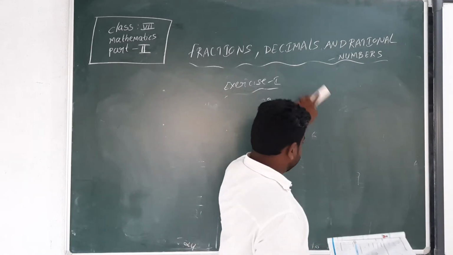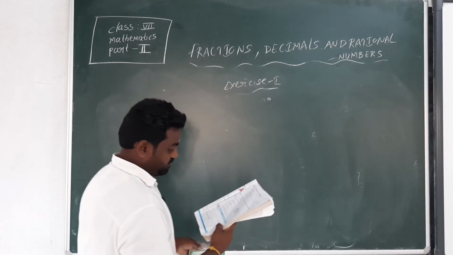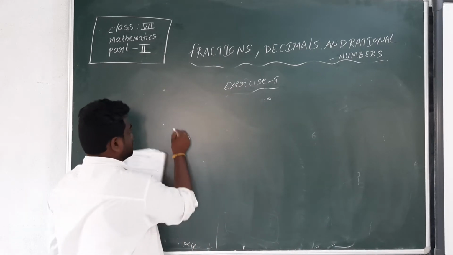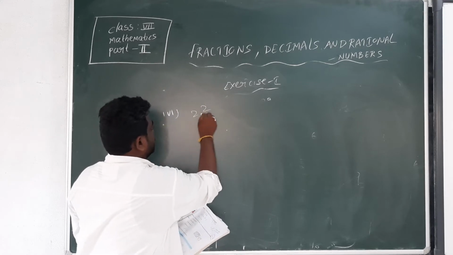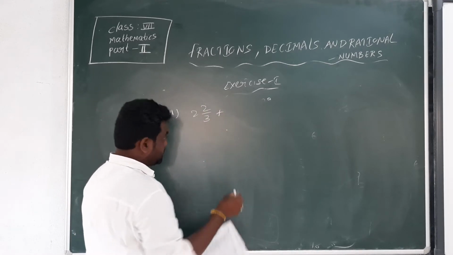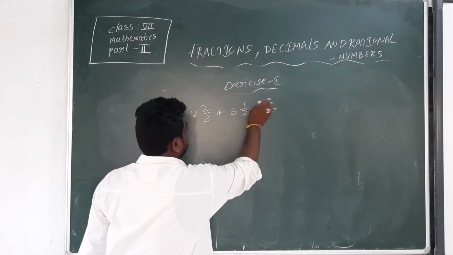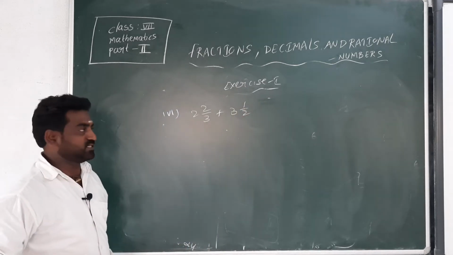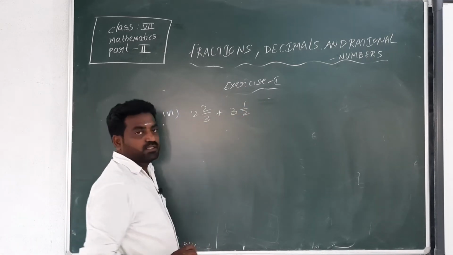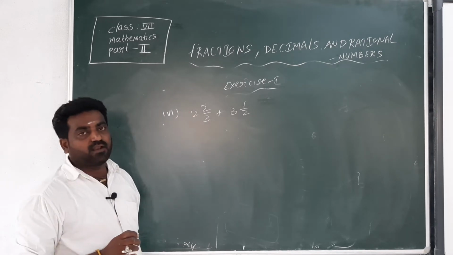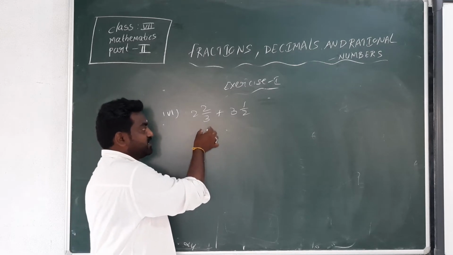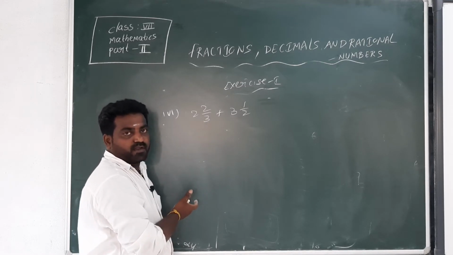Another problem. Sixth problem: 2 2 by 3 plus 3 1 by 2. We add two mixed fractions. First we convert the mixed fractions into improper fractions.